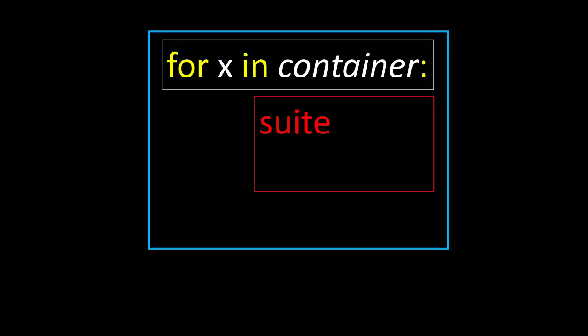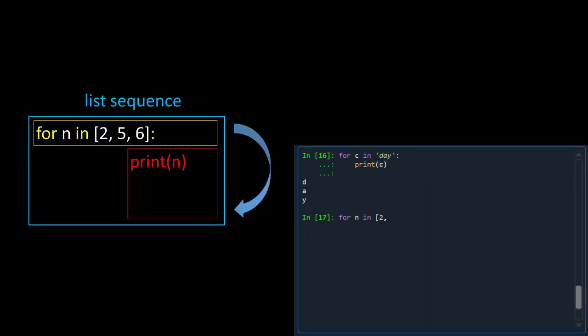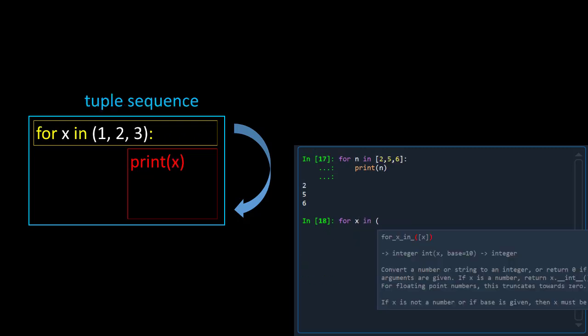A for loop can also iterate through a sequence of items in a sequence container object, which means a string, a list, or a tuple. For example, iterate over a string, a list, and a tuple.